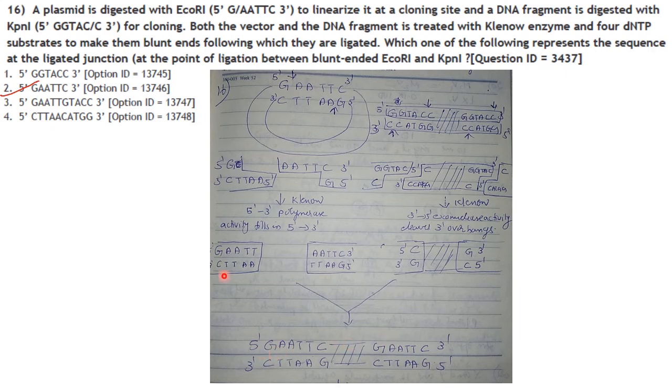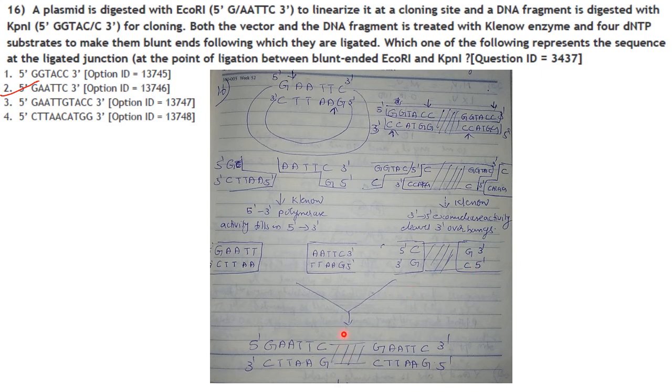So you will get GAATT and this C, and G from here, and AATTC from here, and CTTAAG from here, with C first coming from this one. And this is your ligation product.